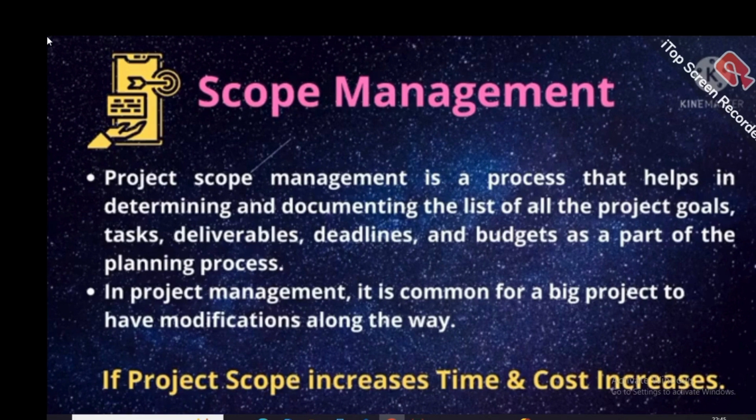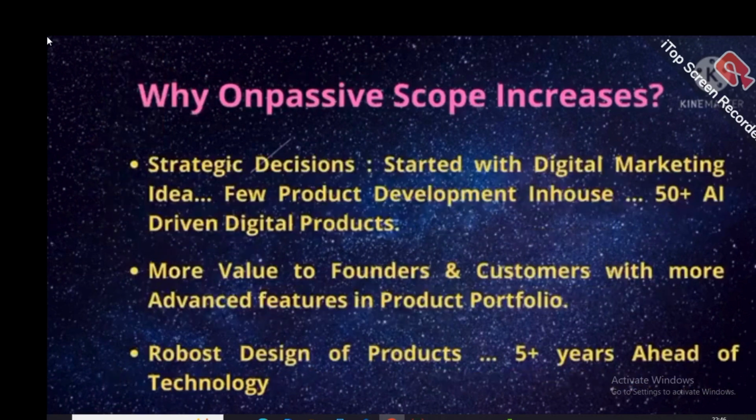In project management, it is common for a big project to have modifications along the way. If the project demands it to get the end results, modification takes place, and scope also varies. If project scope increases, time and cost increase, my dear friend. About ONPASSIVE, why did its scope increase? Why has it taken more time?